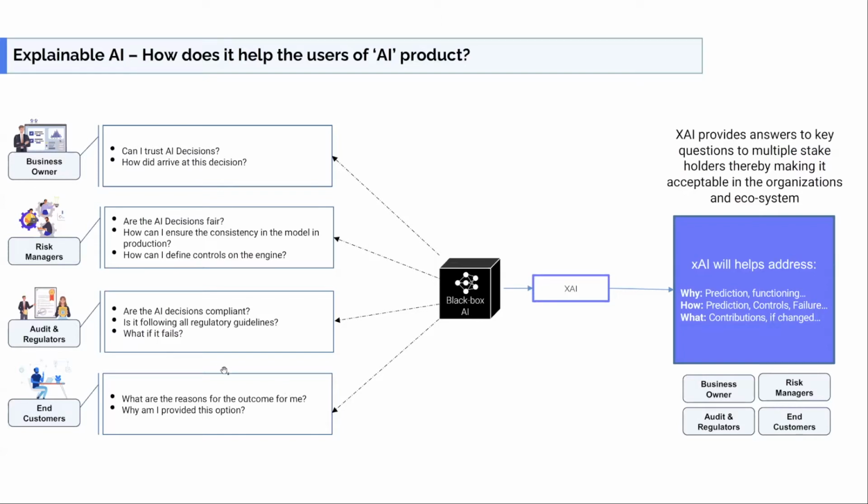And end customers, as these are financial transactions, would have the right to know the reason for the decision. For example, let's say as part of underwriting, the system is predicting not to issue or not to accept. Then the customer has the right to understand why their case is not accepted. So these are the common questions that you would see when you deploy AI in financial services.